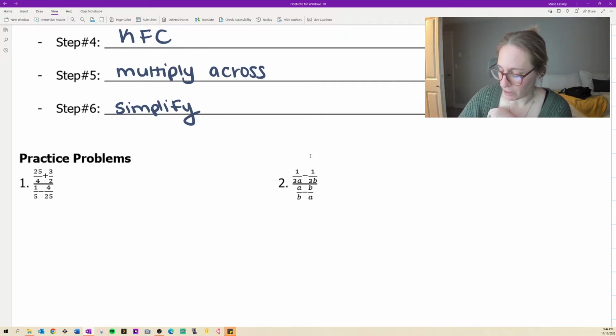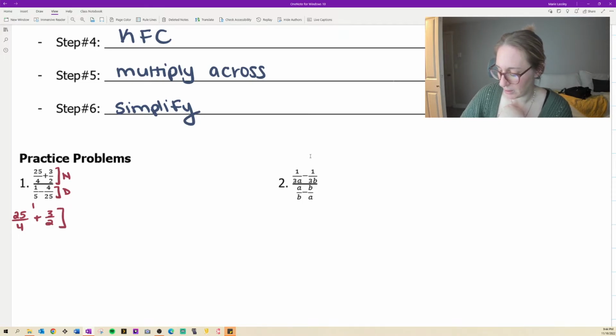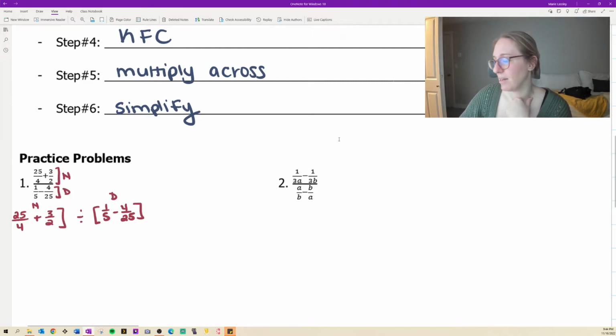First off, identify numerator and denominator. So numerator, denominator, rewrite it. I'm going to use the brackets just so I remember what piece is what. So 25 over 4 plus 3 halves, that's the numerator, divided by 1/5 minus 4 over 25, that's the denominator. Next up is figuring out my least common denominator and then combining.